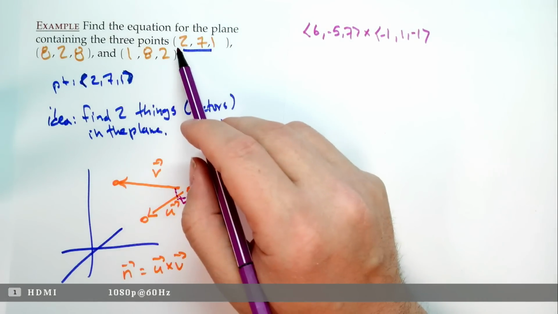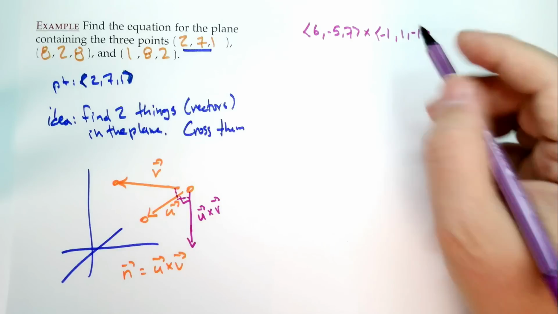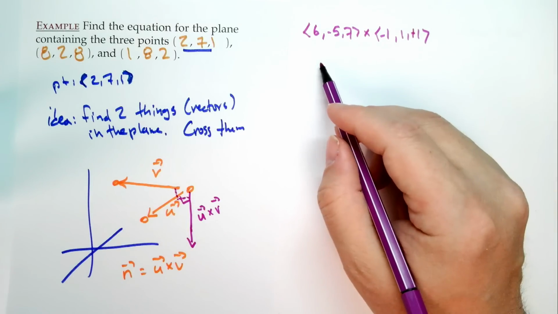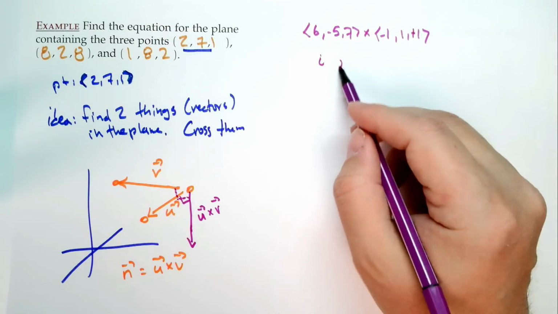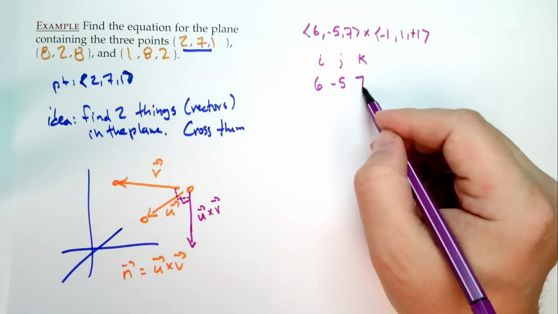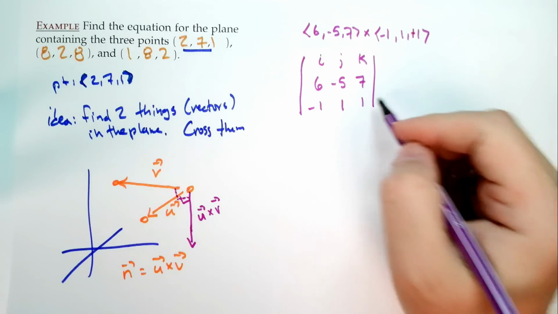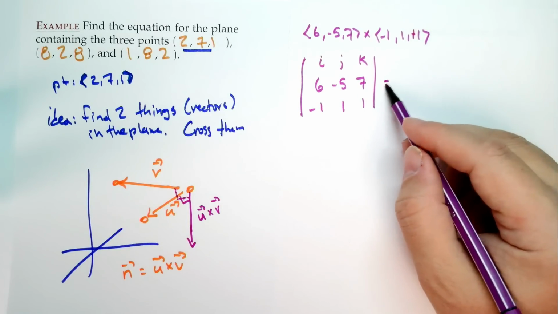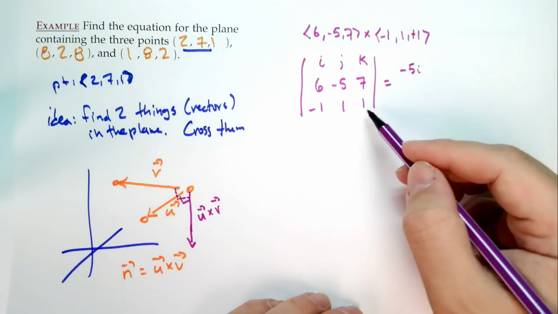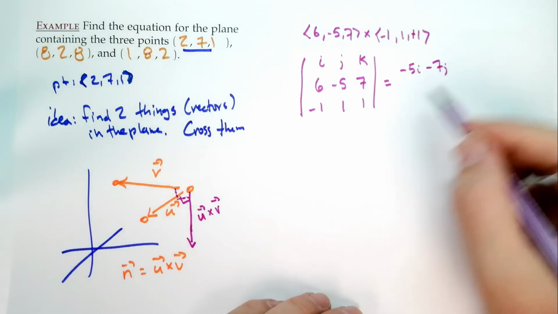Let me check. 2 to 1, down by 1. 7 to 8, up by 1. 1 to 2, up by 1. Yeah, that's a +1. All right, so taking their cross product, this is going to be i, j, k; 6, -5, 7; -1, 1, 1. So this would give us, well, -5i, then -7j, and +6k.